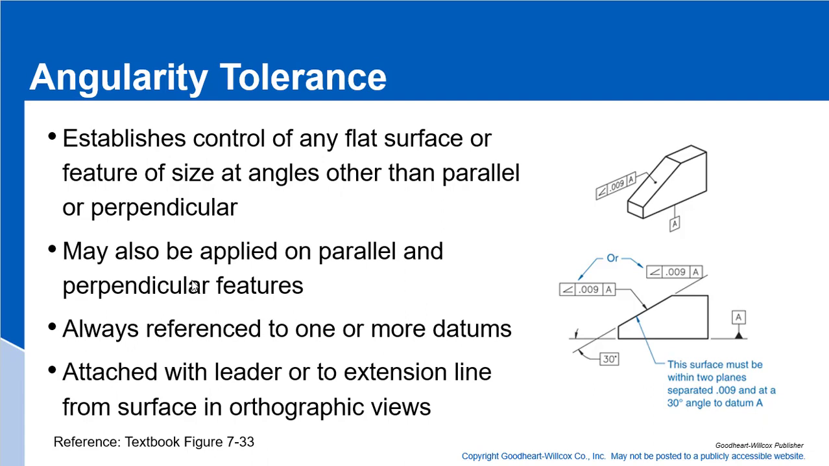You know, your angle could be 90 degrees or it could be zero, but that's typically not the way it's done. And it's always referenced to one or more datums. It's attached with a leader or an extension line from a surface in orthographic views. So let's take a look at how to apply that.